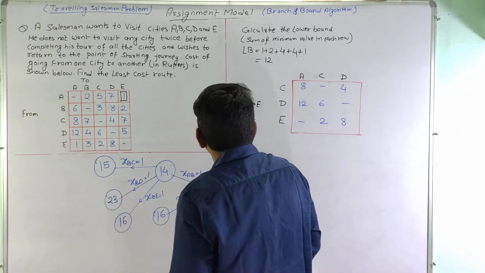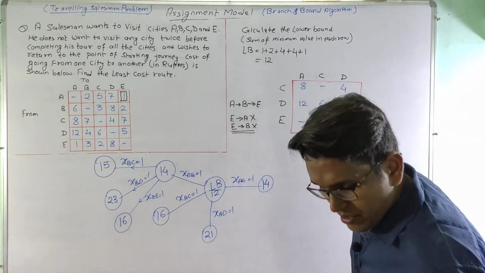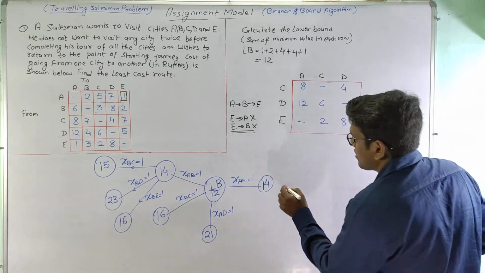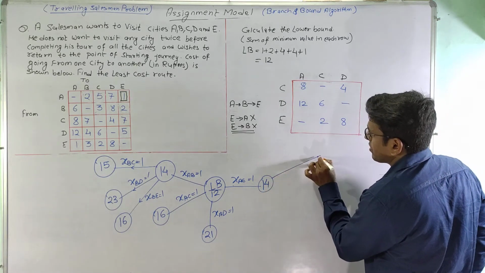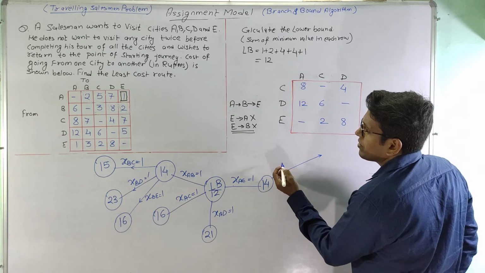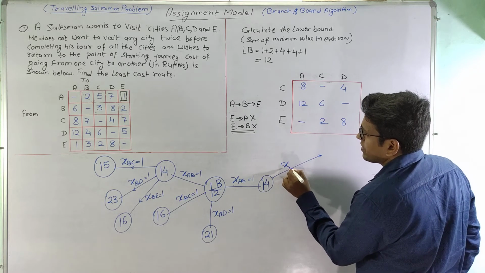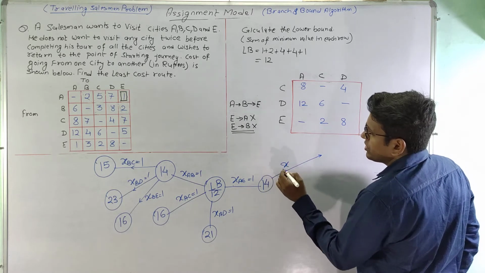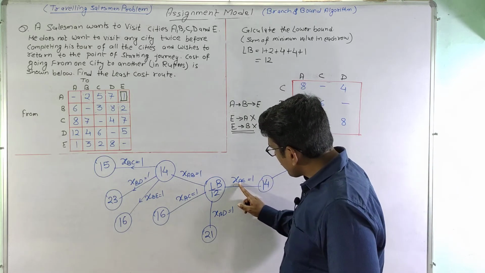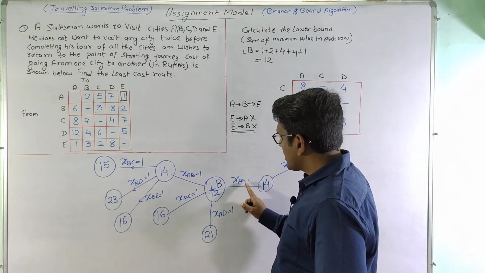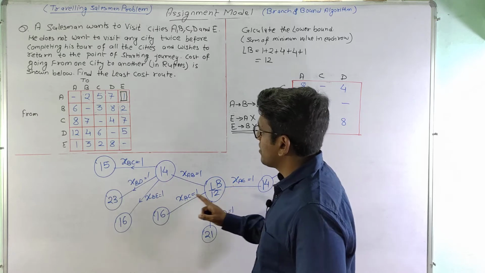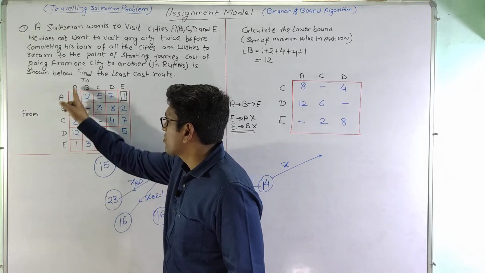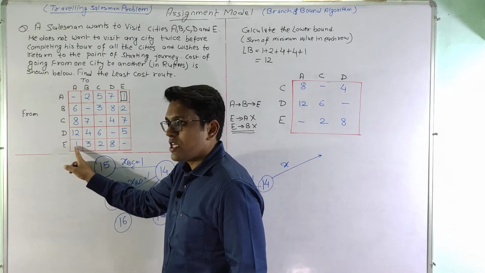Okay, so let us see the possibilities. We can see here that it may go from A to E, E to A. Because it is going from A to E, it cannot go from E to A. So first, E to A is not possible, so we will not calculate this.